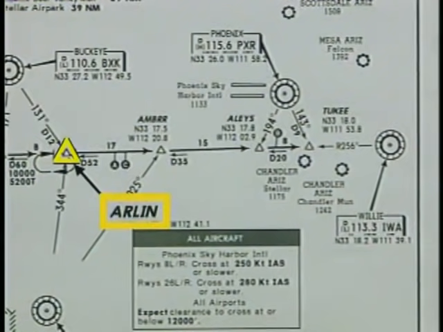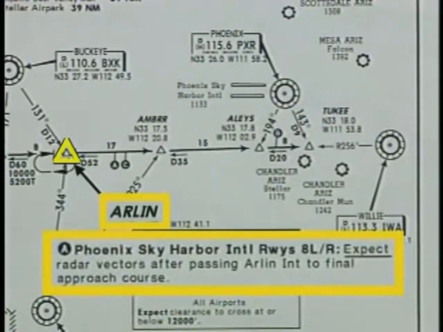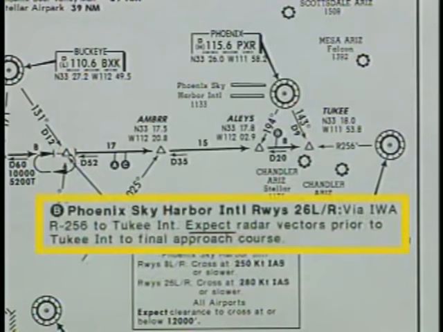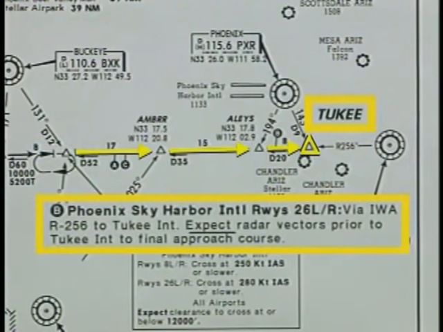From over Arlen, you can expect radar vectors to the final approach course if runway 8 is in use. If runway 26 is being used, you should expect radar vectors prior to reaching Tukey intersection.